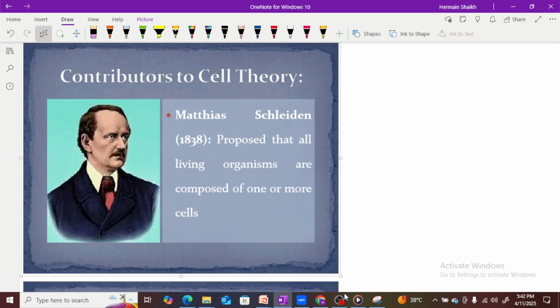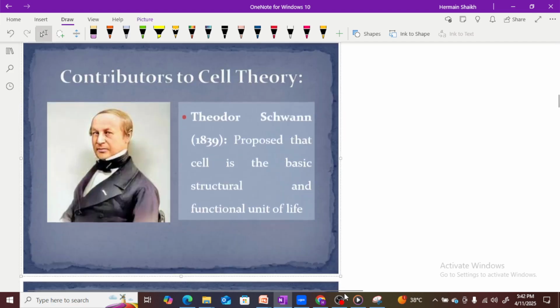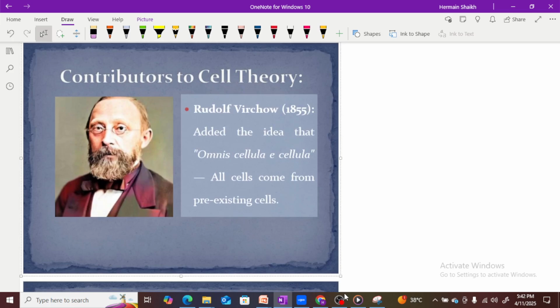Now let's see some contributors of the cell theory. Firstly, Matthias Schleiden in 1838 proposed that all living organisms are composed of one or more cells. Another contributor is Theodor Schwann. In 1839, he proposed that the cell is the basic structural and functional unit of life. Then Rudolf Virchow in 1855 added the idea of omnis cellula e cellula, which means all cells come from pre-existing cells.